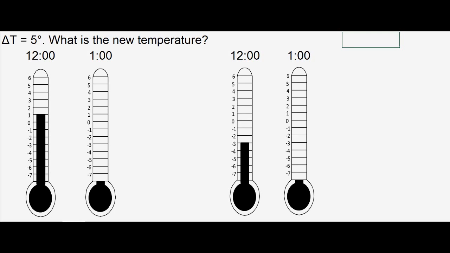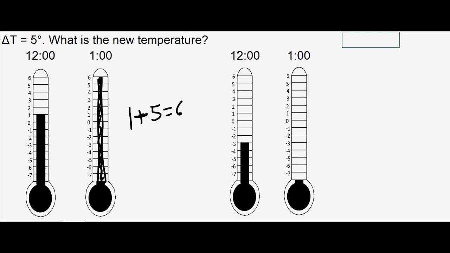So now that we know what delta T, change in temperature, means, we're going to go through a couple of exercises here. So now we have a change in temperature, delta T, of 5 degrees. What's the new temperature? Well, it was at 1. It's going to go up to 6. And that represents 1 plus 5 equals 6. And that's what we're used to from elementary school.